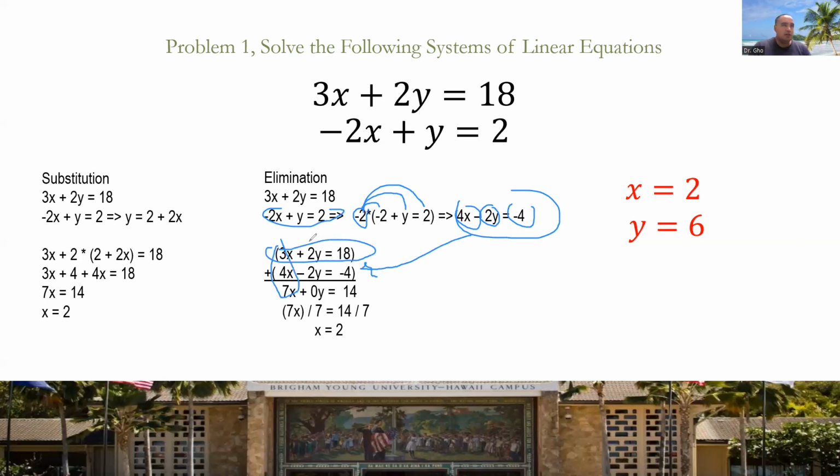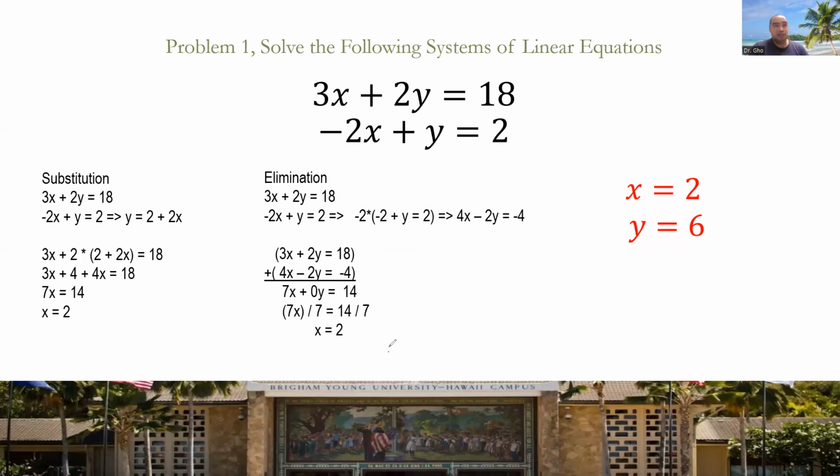4 and 3 is 7. Positive 2y, -2y, 0y. Now we've eliminated the y variable. 18 minus 4 is 14. And then we've got 7x equals 14. I divide both sides by 7. What you do to one side, you want to do together. And you end up with x equals 2. Just like we did with substitution, you can substitute that into whichever equation you want to use, whatever makes most sense to you, and you'll get your result.